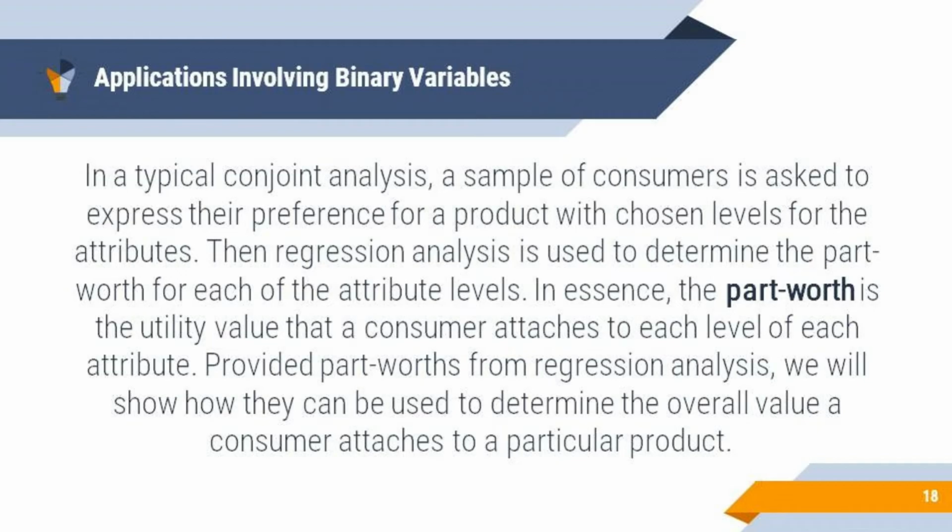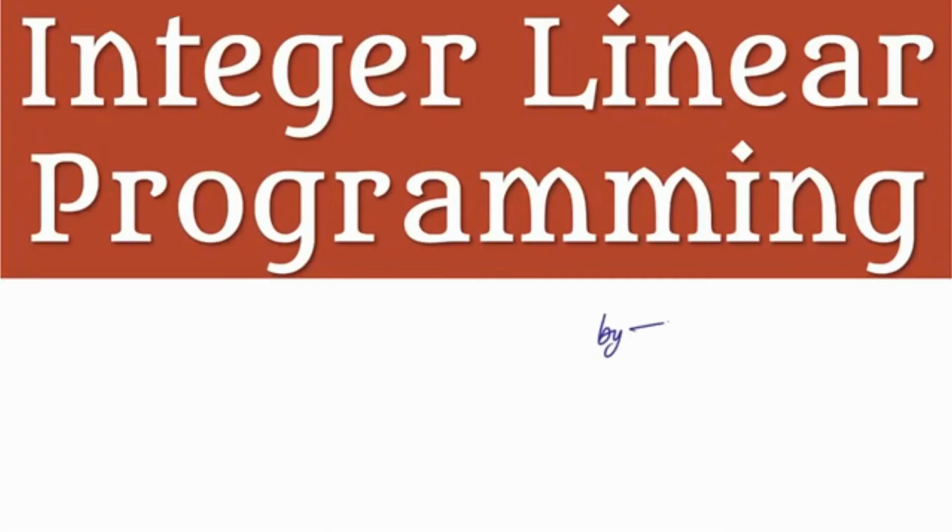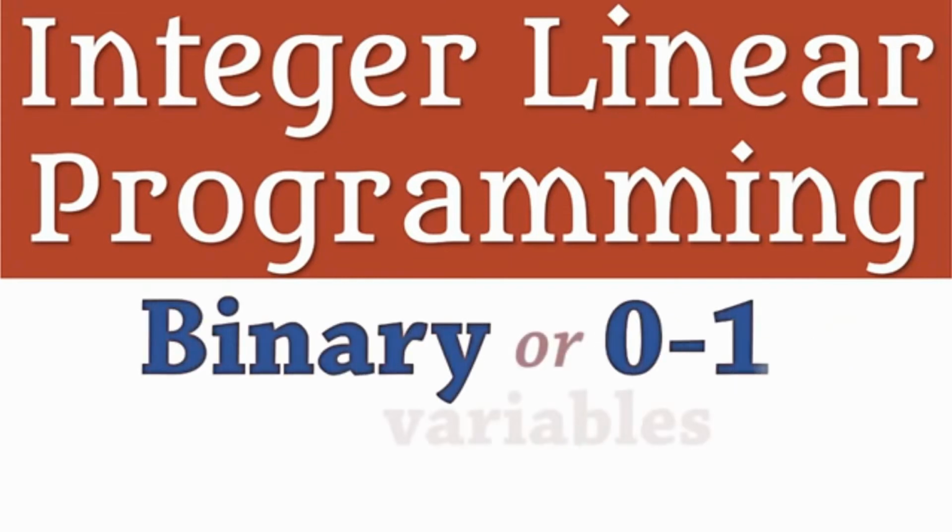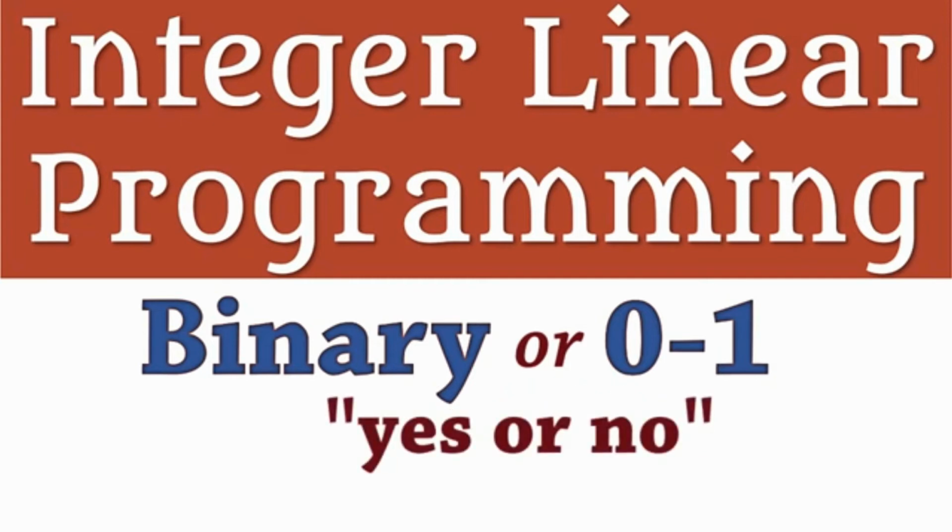Here is the video. Welcome! In this tutorial, I'll formulate linear integer programming models involving binary or 0-1 variables. Binary variables are employed when there is a yes or no situation, that is, to indicate whether a selection is made or not.